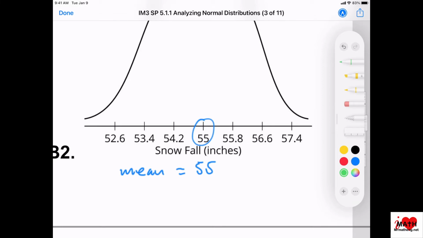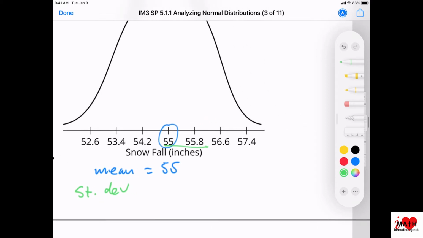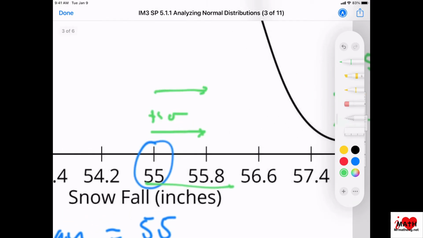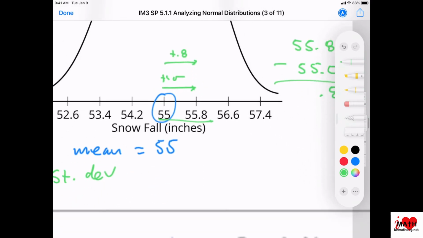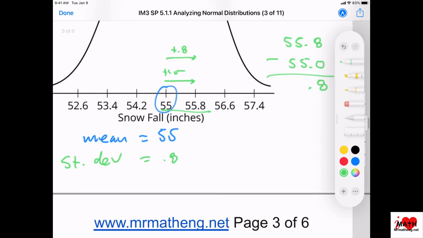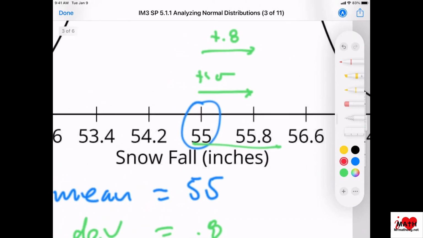Well, how do you find the standard deviation? I can just take these two numbers here and I'm just going to subtract them. And you'll get 0.8. So if I go from the mean, this is going to be +1 standard deviation. That's essentially just a plus 0.8. And that's my answer. Now, if you do it the other way, just note that +1 goes towards the right, and then -1, or subtracting 0.8, right?